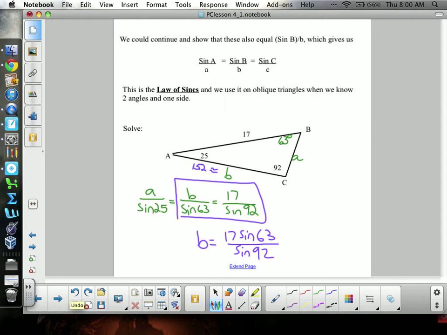Now I can't use Pythagorean theorem to solve for the third side because it's not a right triangle. Some people make that mistake, saying, oh, I got two sides, I can use Pythagorean theorem. Sorry, only for right triangles. I have to use law of sines again. But this time I'll use these two. Okay? I'm not going to use 17 or 15.2 for two reasons.